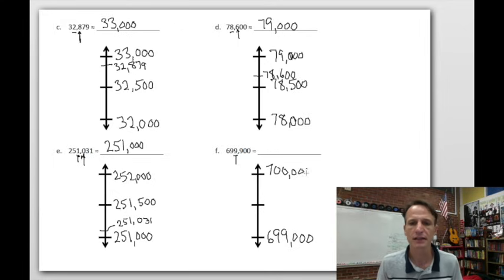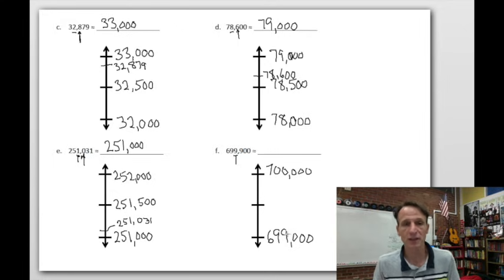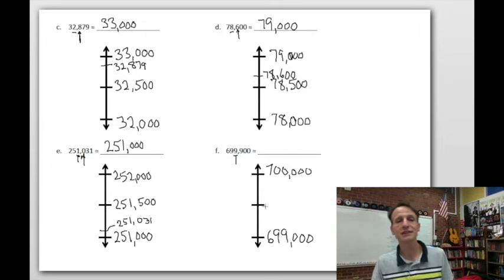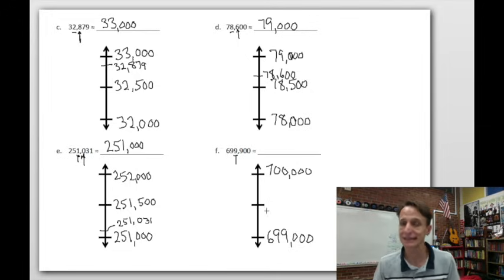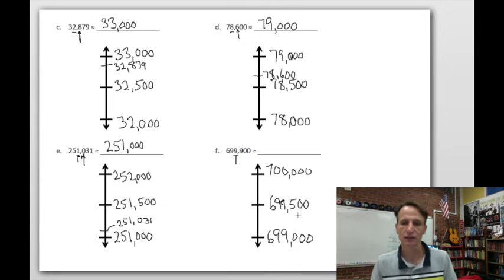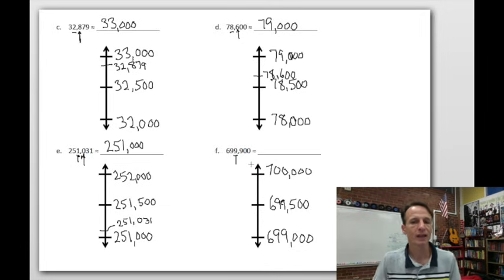Like I just said, 699, what comes next when you're counting? 700. And still, because we're rounding to the nearest thousand, half a thousand is still 500. So our midpoint is still going to be based on that 500. So 699 thousands and a half, 500. 699,500 is our midpoint.